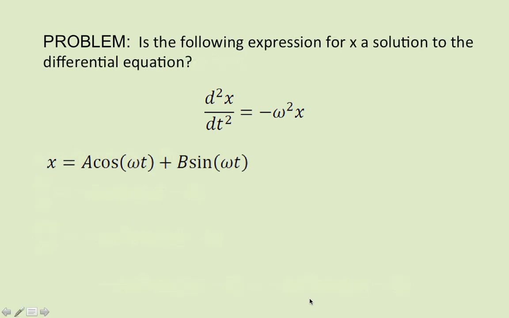Now what if we had tried another guess? Let's say that we had tried a cosine omega t plus b sine omega t. We have a and b as our two arbitrary independent constants. Does the general solution of this form work?